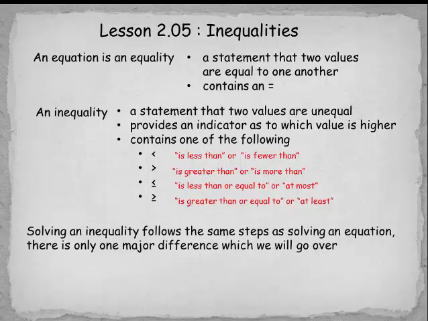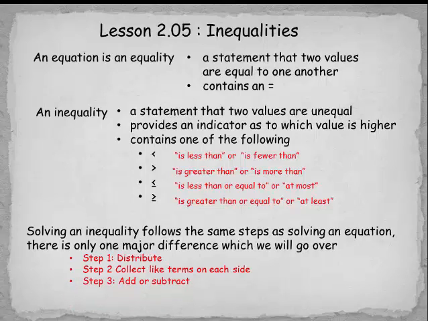Solving an inequality follows the same steps as an equation, but there's a major difference which we will go over momentarily. The first step is to distribute. The second step is to collect like terms on each side. The third step is to add or subtract. And then the fourth step is to multiply or divide. And here is that major difference. If multiplying or dividing by a negative, we have to flip the inequality symbol.